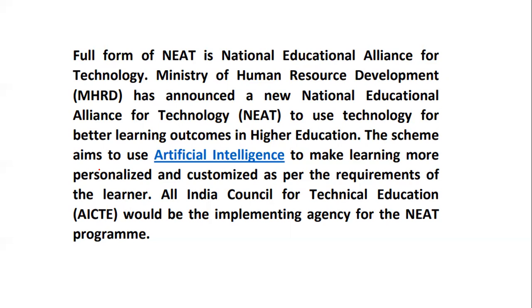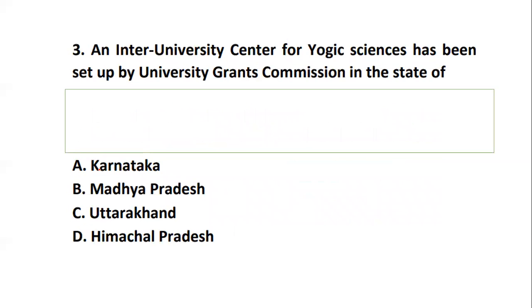All India Council for Technical Education is the implementing agency for the NEET program. So what is the implementing agency for NEET program? That is All India Council for Technical Education. So basically we have studied what is the full form of it, what is the objective of it, and who is the implementing agency. You have to keep all these points in mind. The question can be twisted in any form. Okay, now let's go to the next question.